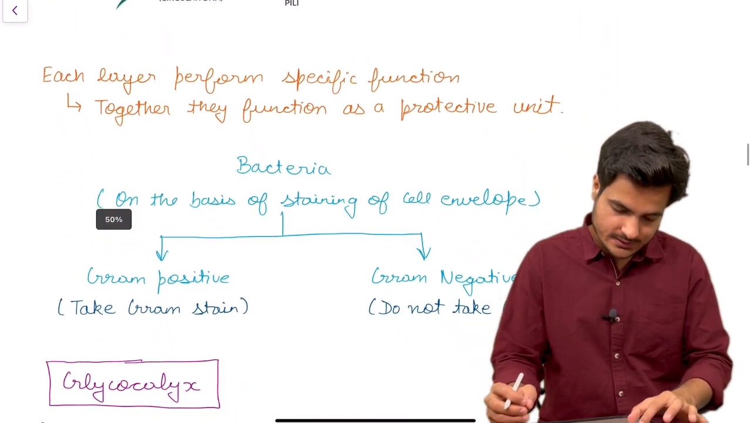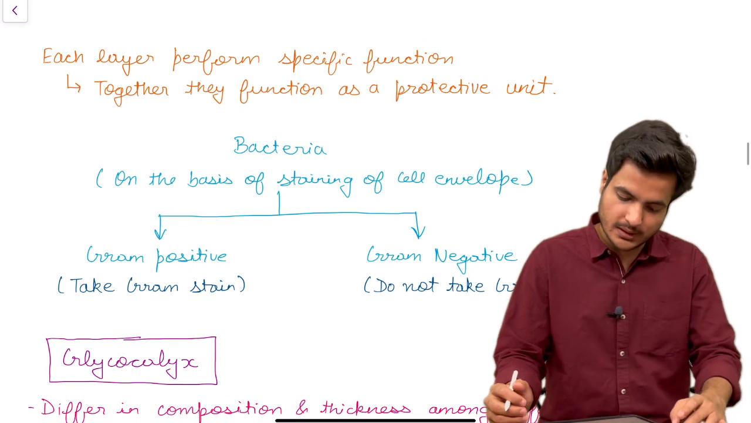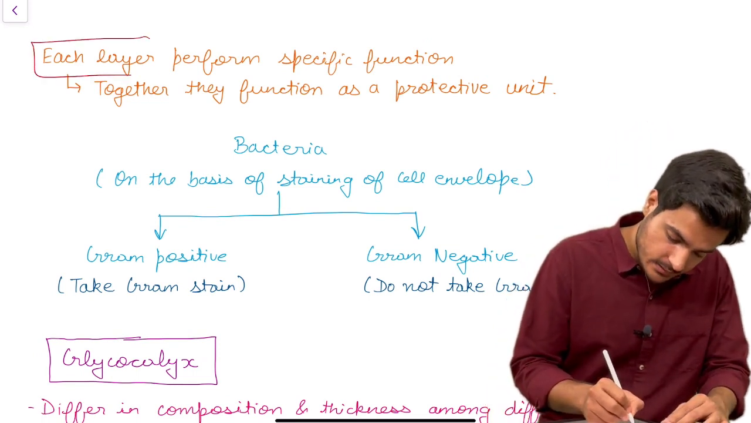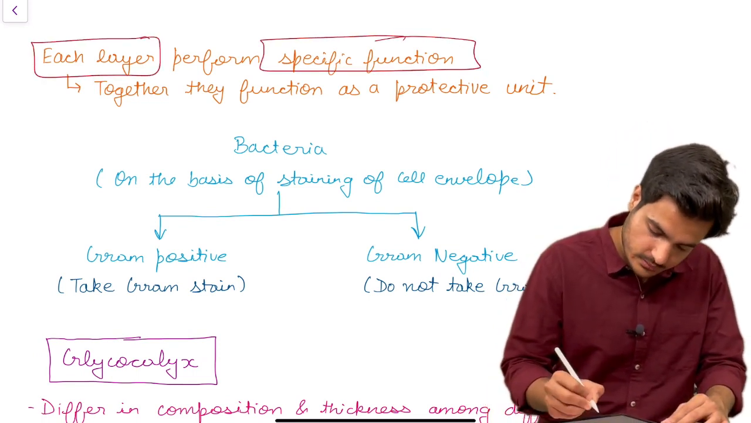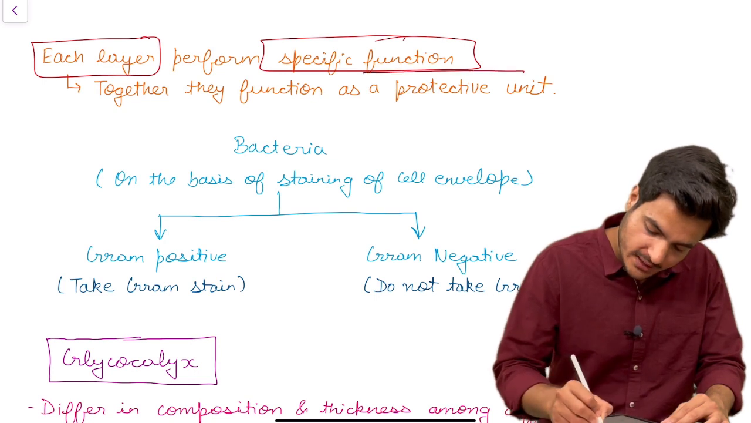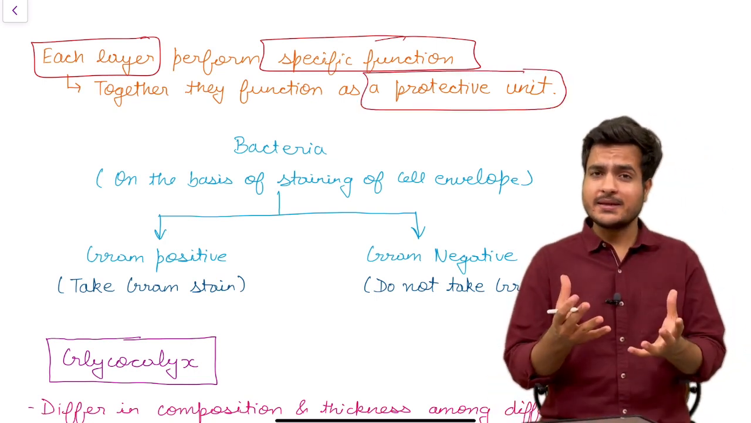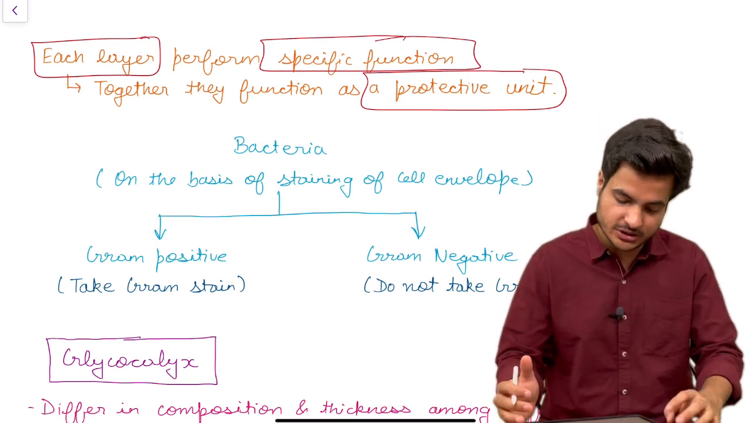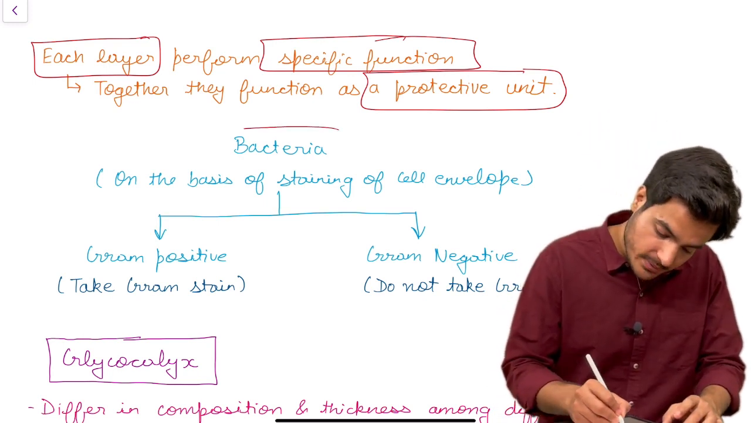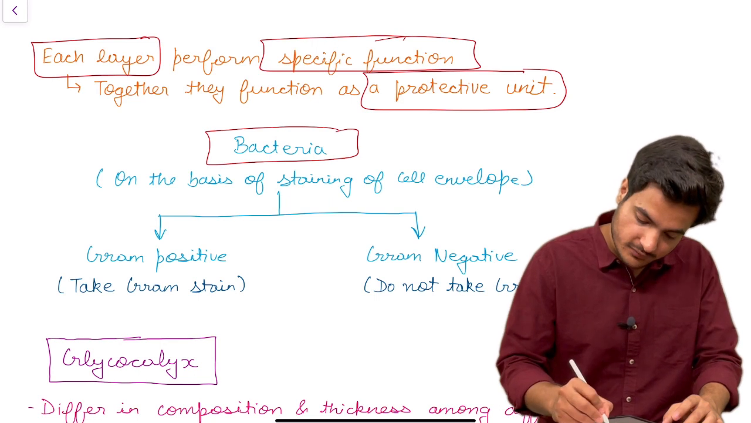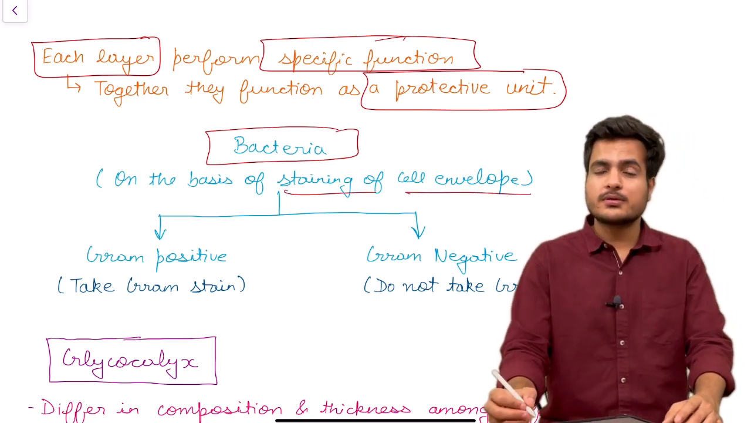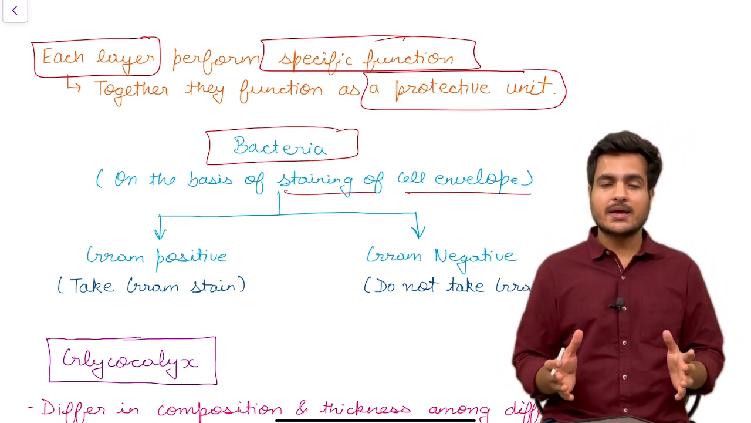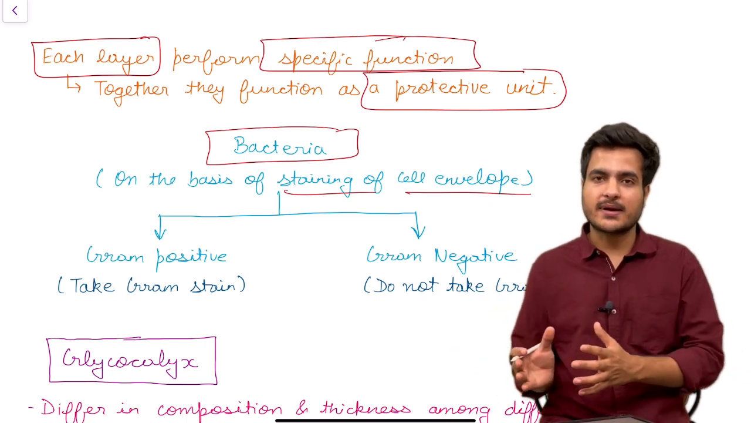Now let's see the function of individual layer. Each layer performs specific function, and together they form a protective unit for the bacteria. They protect it from chemicals, from external environmental conditions, and also, on the basis of staining of the cell envelope, we have categorized bacteria as gram-positive bacteria and gram-negative bacteria.